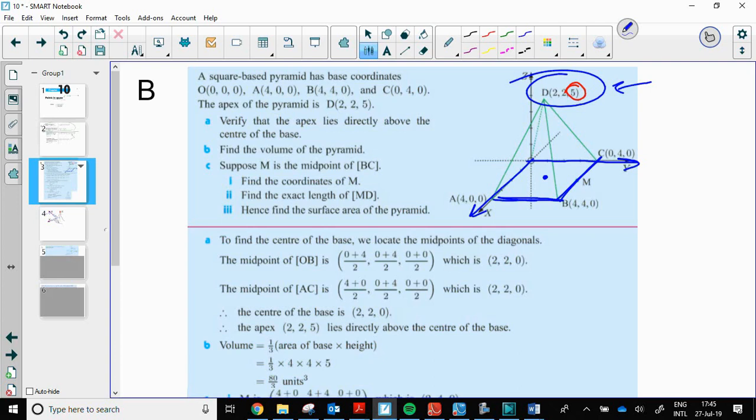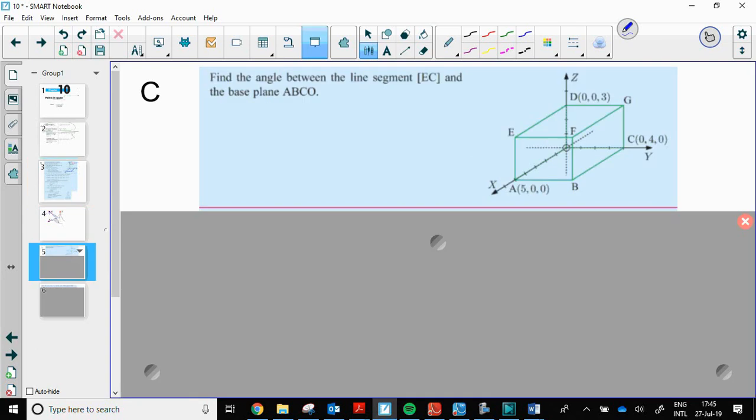Anyway, let's move on to section C, which is the last one. So now this is just back to measurements with planes and a little bit of trig here. So we want to find the angle between line segment EC, so that's from this corner to this opposite corner, and the base plane, which is ABCO. So that's this plane here.